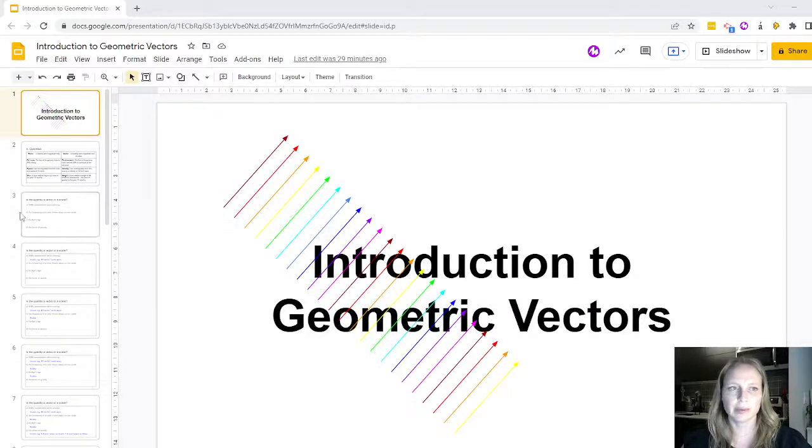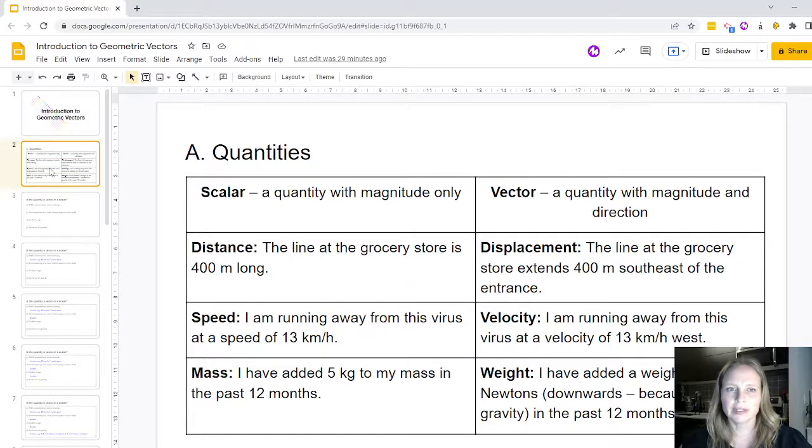In this video, we will be introducing geometric vectors. So first, a note on quantities. We are going to talk about two different types of quantities: scalar quantities that have magnitude only, for example, distance, speed, and mass. And vector quantities, these are quantities with magnitude and direction, for example, displacement, velocity, and weight.